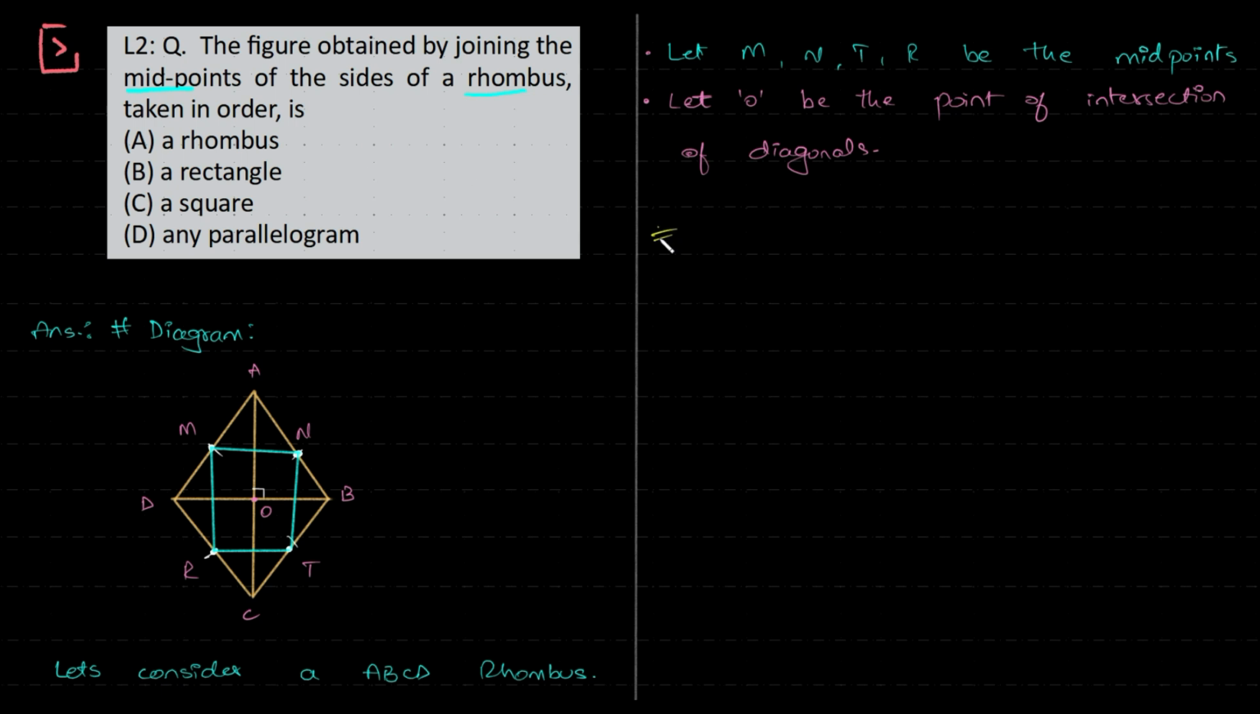What can we do? First thing we'll consider the triangle, and we have the sides to have midpoints and them being joined. So what can we do with this? Yes, we can make use of the midpoint theorem, right? MN is parallel to DB, reason being midpoint theorem.